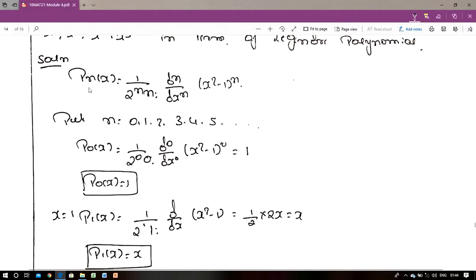Now take n is equal to 1. In this equation it becomes P1 of x, which is equal to 1 by 2 to the power of 1 into 1 factorial, into d by dx of (x square minus 1).